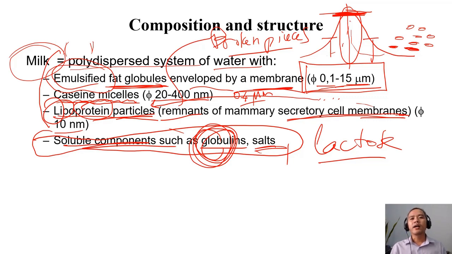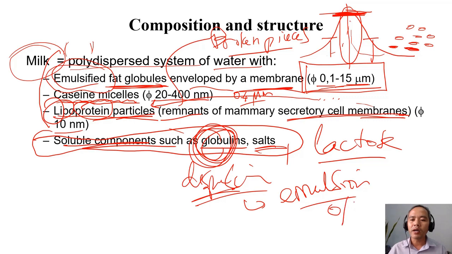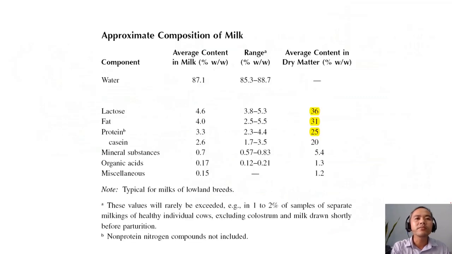Yes. Again, so here milk is not a solution but a dispersion, a polydispersion. Milk can also be called an emulsion of oil in water. Okay, oil droplets in water phase. That is the type of emulsion milk is. Emulsion là nhũ.